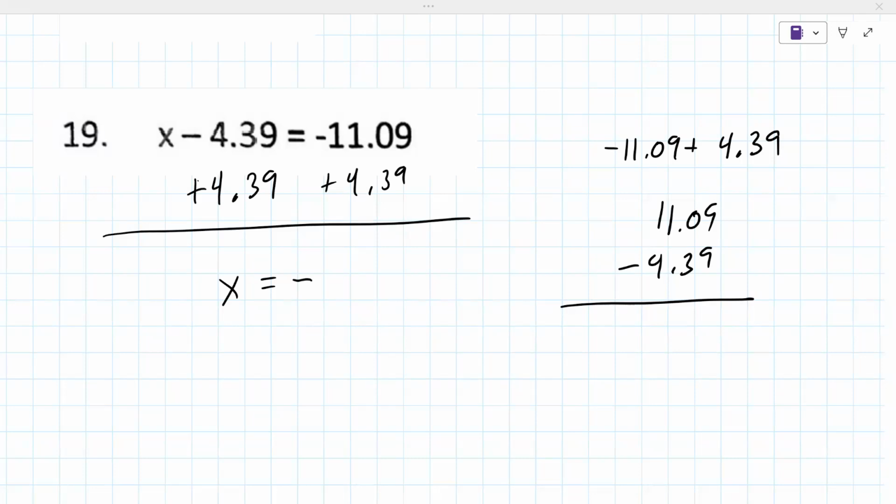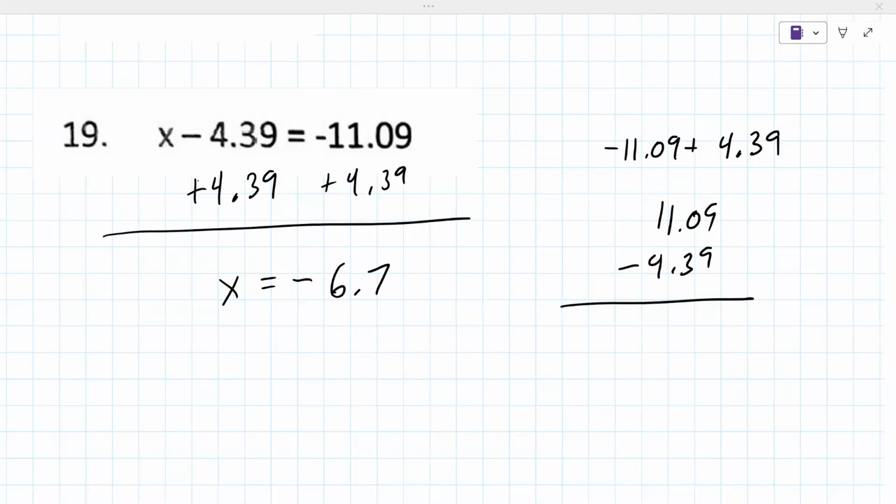7. 6.7. -6.7. There you go. That's correct. All right. Good job on that. Now for number.